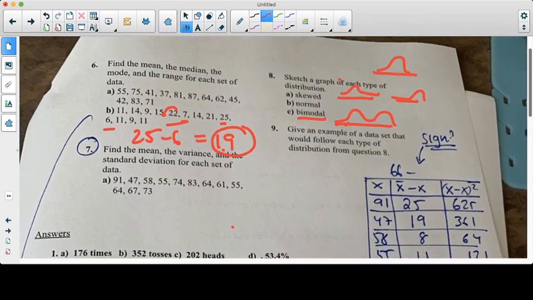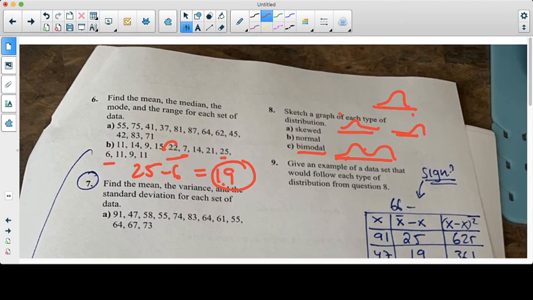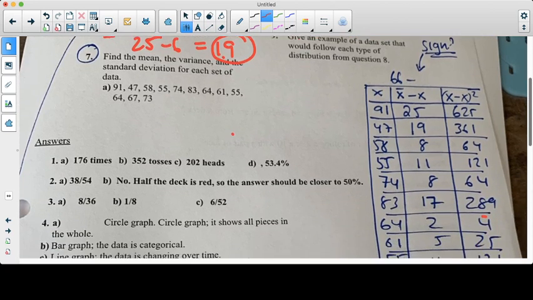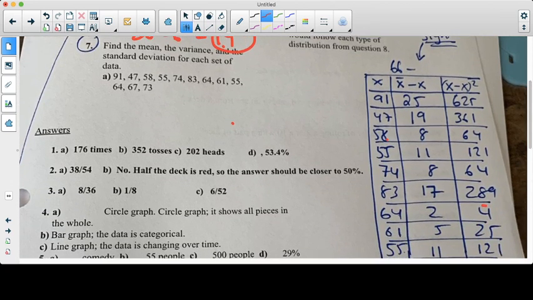You find the mean first. Oh, I'm all over the place here. My pen's going crazy. The mean is 66, so add them up and divide by 12. You get 66. Then you make a little table, and you take each of these points and write them down. So 91, 47, all the way down. You don't have to put them in any order. Just put them in the order that you see them.